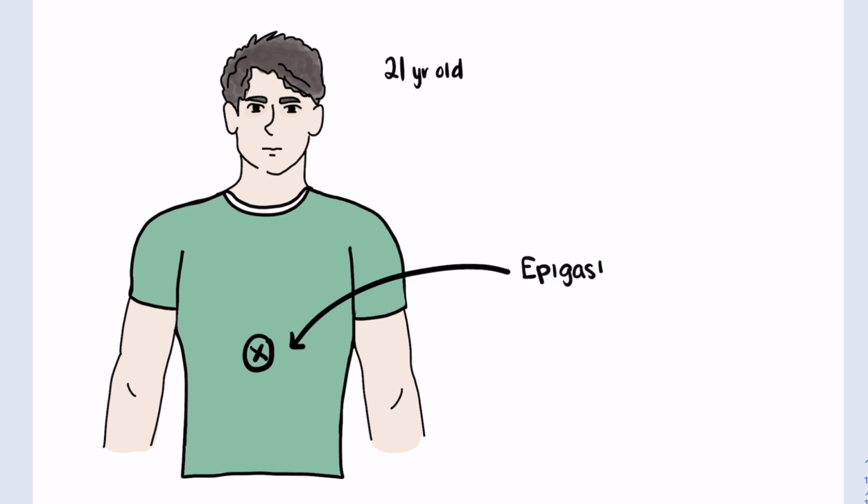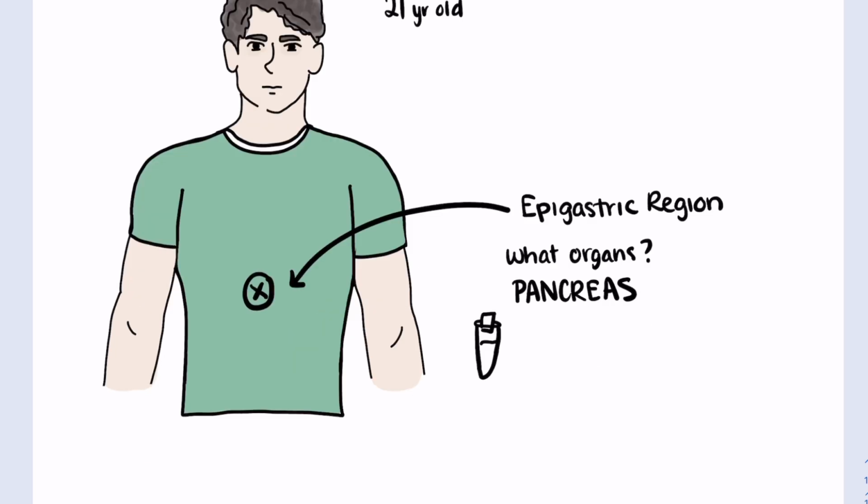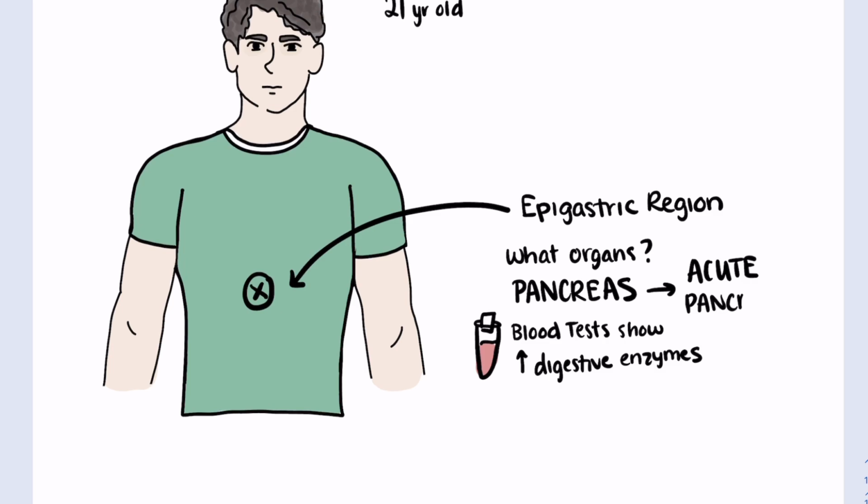Well, this is the epigastric region, and let's think about maybe the pancreas. He's rushed to the hospital and they perform blood tests. The blood tests come back and they show an increase in digestive enzymes like amylase and lipase in his bloodstream. His diagnosis is acute pancreatitis, which is when the pancreas starts digesting itself. Common causes include alcoholism, taking too much Tylenol, or viral infection.